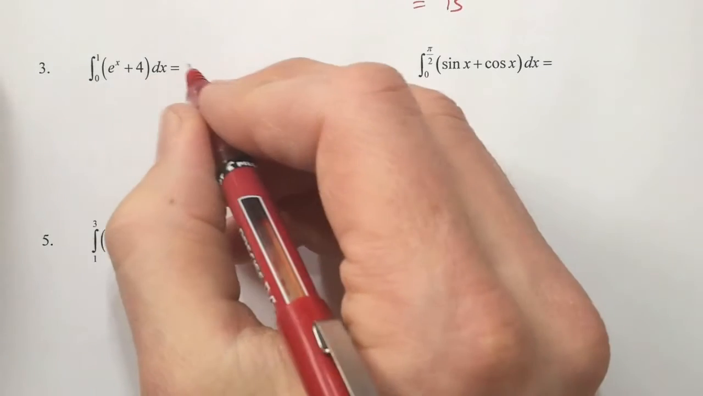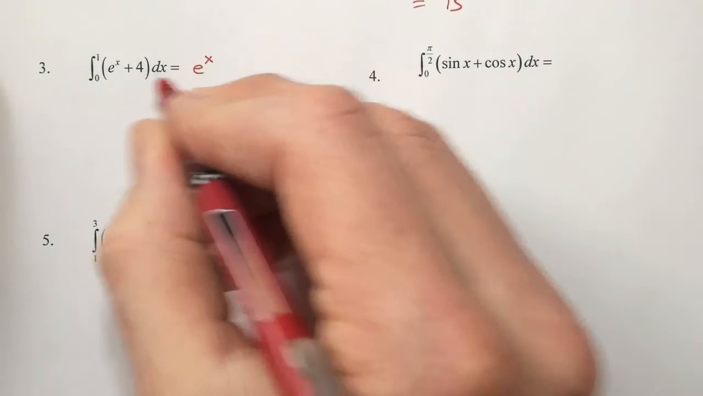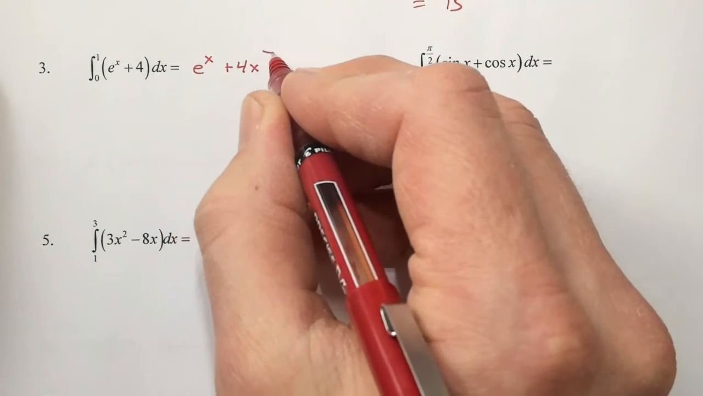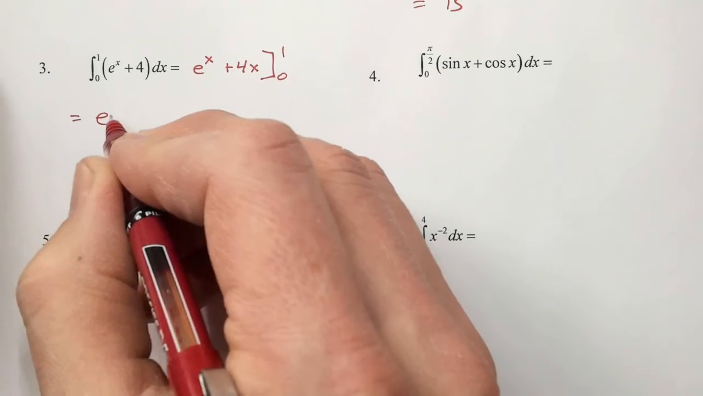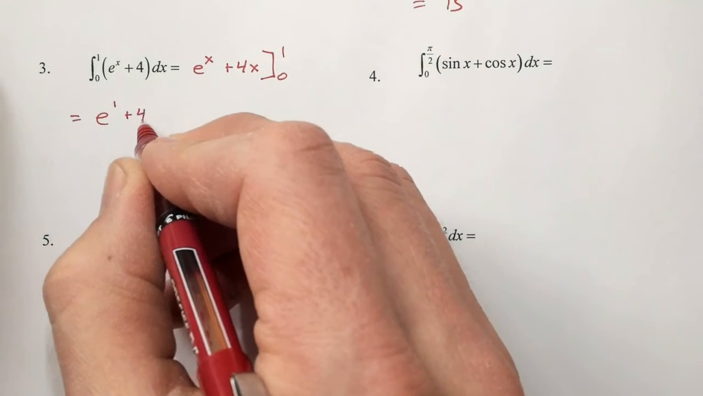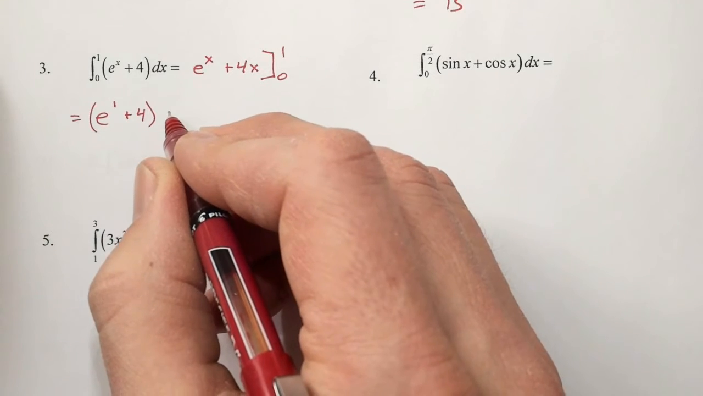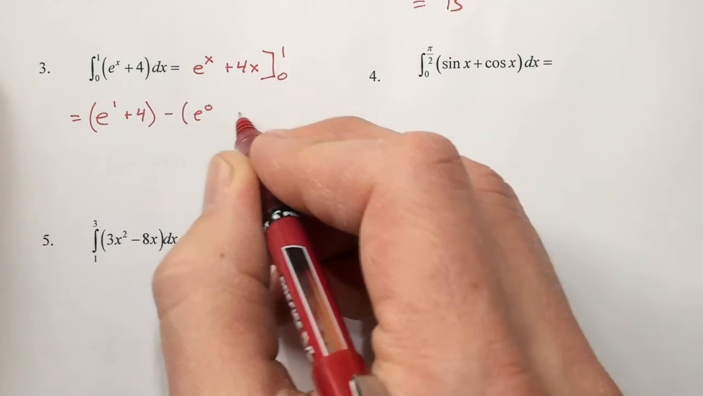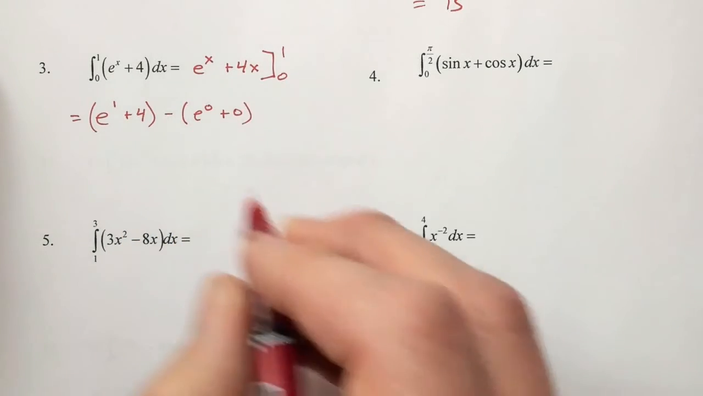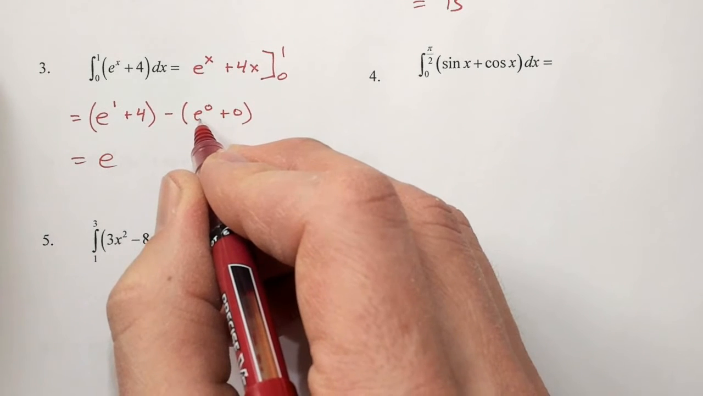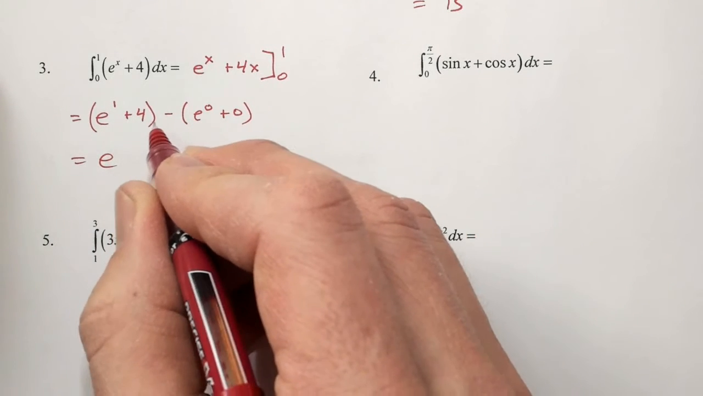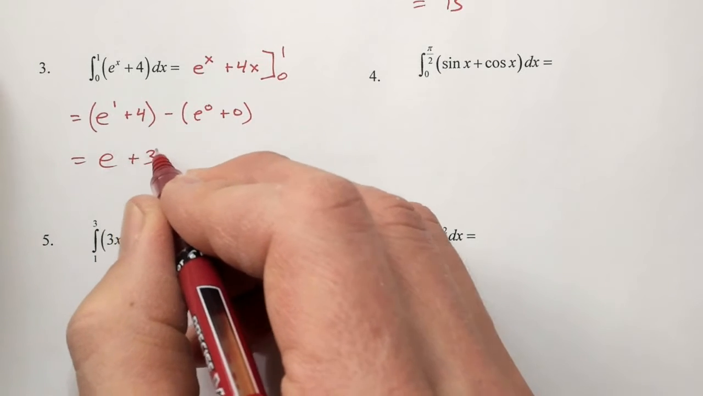Number 3, e to the x antiderives to itself. 4 antiderives to 4x. Evaluated from 0 to 1. We plug in 1 first, so that's e plus 4. We plug in 0. That's e to the 0 plus 0. e plus 4, e to the 0 is 1, so 4 minus 1 is 3.